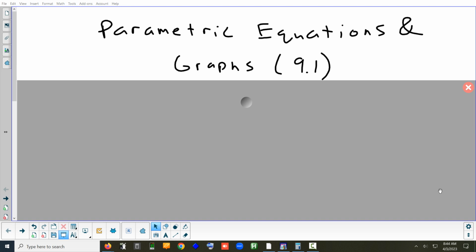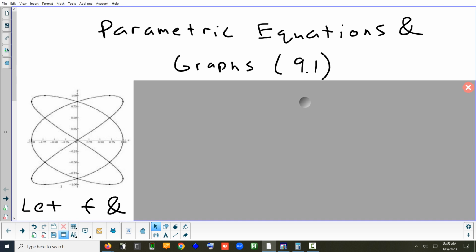So this week we're going to take a look at section 9.1. We'll do a little bit of 9.2, and then we're going to skip the rest of chapter 9, and we're going to look at section 10.1. So 9.1 looks at what we call parametric graphs.